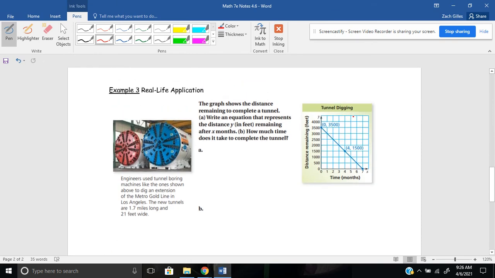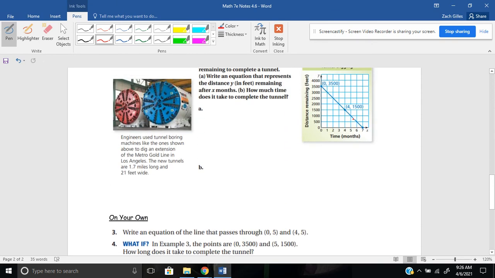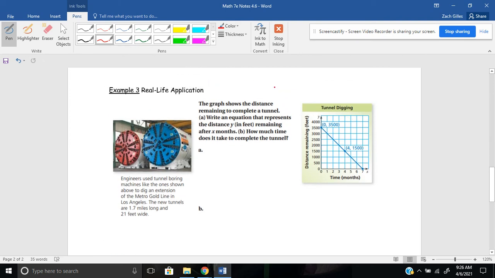Okay, let's look at the last example and then a couple on your own, and then we'll be done. It says the graph shows the distance remaining to complete a tunnel. All right, it says engineers used tunnel boring machines like the ones shown above to dig an extension into the Metro Gold Line in Los Angeles. The new tunnels are 1.7 miles long and 21 feet wide. Wow, that's a big tunnel, 21 feet wide.